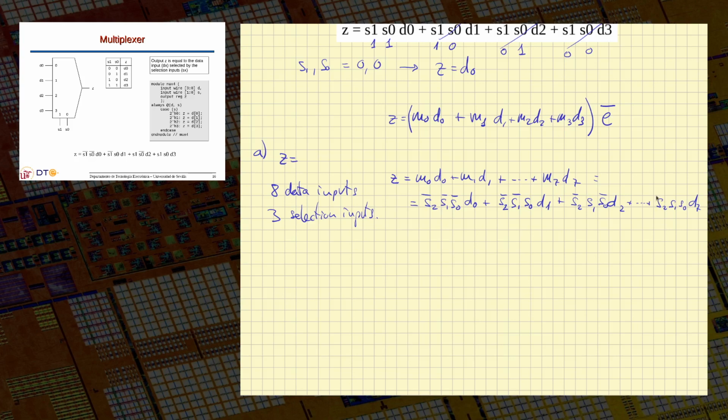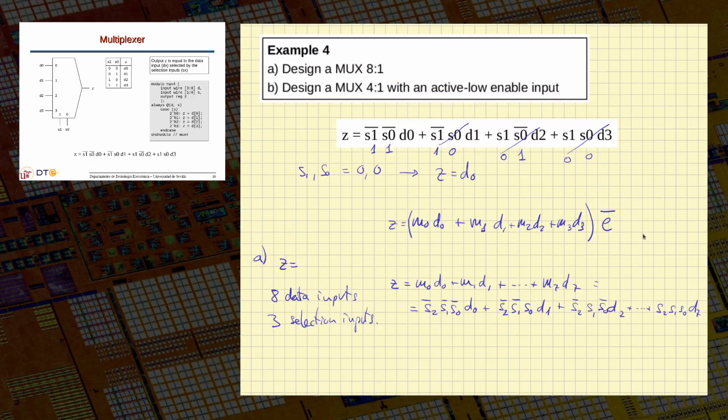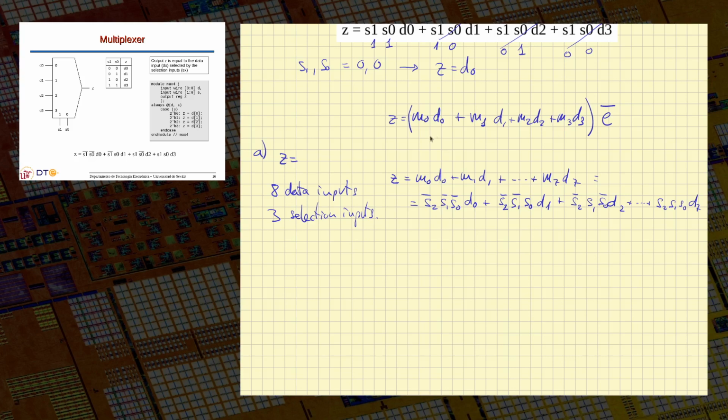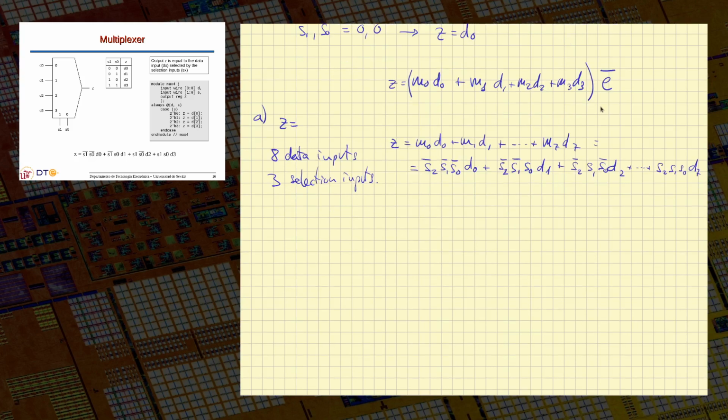Okay, but I prefer to do it with case B, which is a bit more complex because we have added the enable. So in this case, it's basically the same. We build all the minterms of the variables. We have only 4 minterms, so we have S1 and S0. Okay.